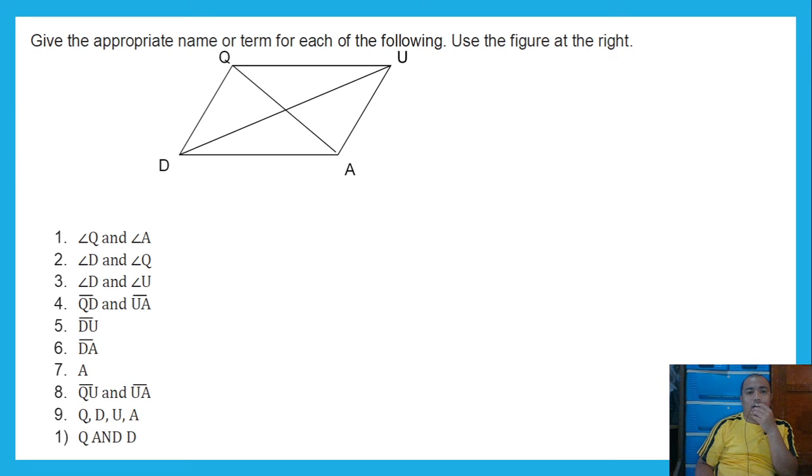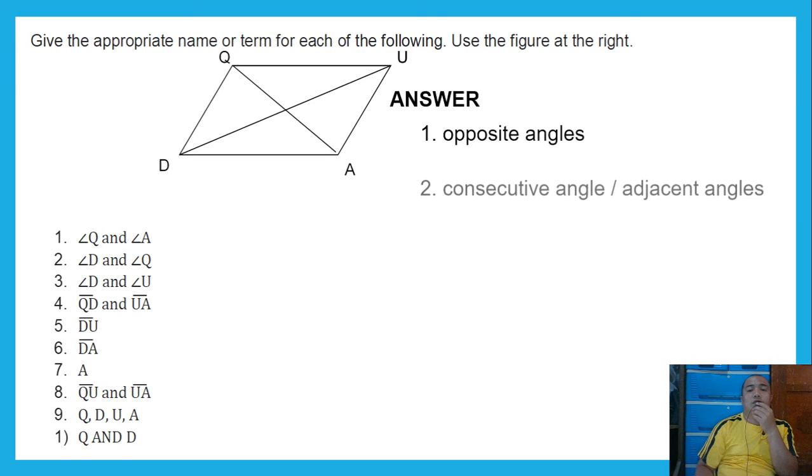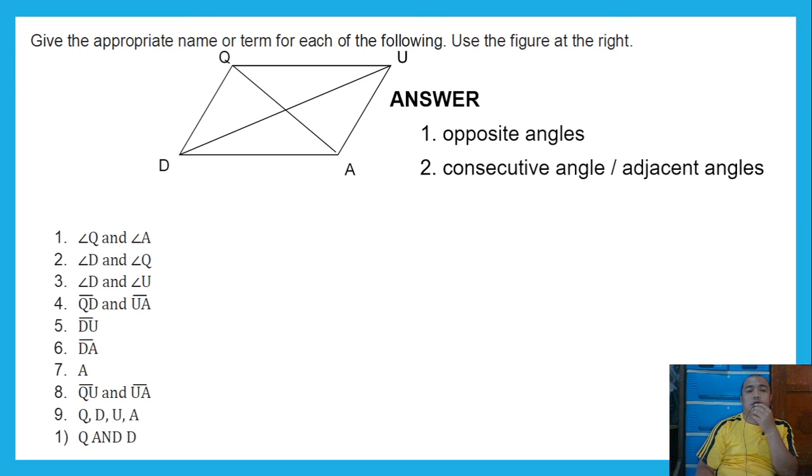Give the appropriate name or term for each of the following. Use the figure on the right. Okay, we have here parallelogram QUAD. What is the name of angle Q and angle A? That's easy. They are opposite angles. Number 2, angle D and angle Q. They are consecutive angles or adjacent angles.